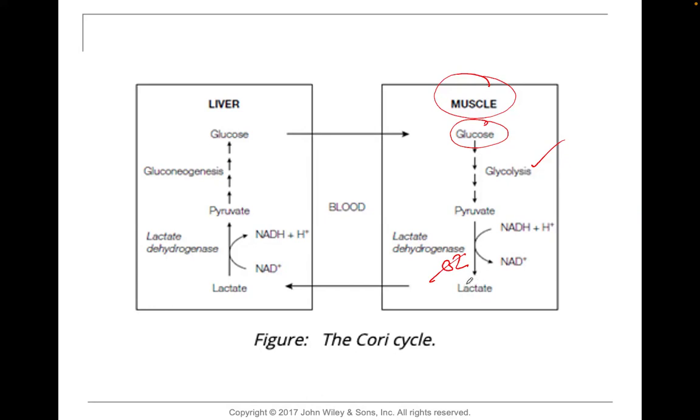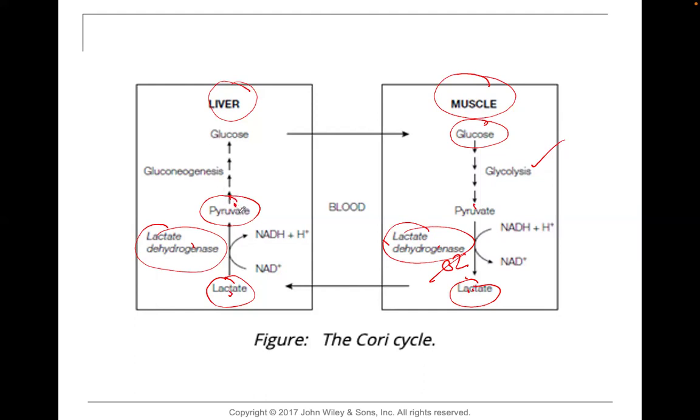Now, we can't produce lots of ATP from that. So what the muscle does, it says, hey, lactic acid, let's see what you can do. Go into the blood, find a way into the liver. Now that the lactic acid is in the liver, it can be converted back to pyruvate with lactate dehydrogenase. To go from pyruvate to lactate, it also used lactate dehydrogenase. So it's the exact same enzyme, whether you're going from pyruvate to lactate or from lactate back to pyruvate.